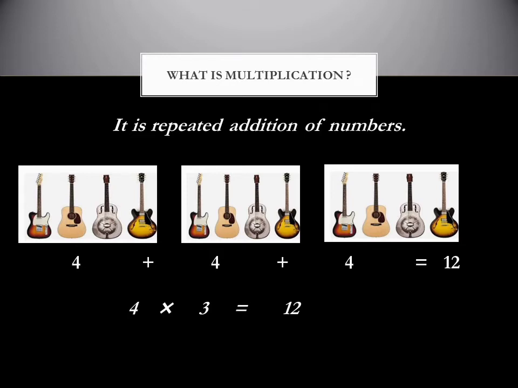Now we will start multiplication. What is multiplication? Multiplication is a repeated addition of numbers. Let's see this with an example. Suppose one set contains 4 guitars and there are 3 such sets. To count total guitars, we add these numbers, that is 4 plus 4 plus 4 equal to 12. Means here we have taken 4 three times. Therefore 4 into 3, 4 3s are 12.